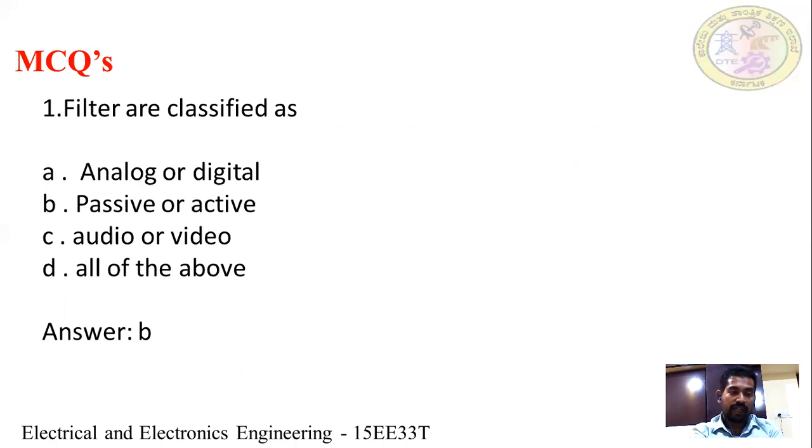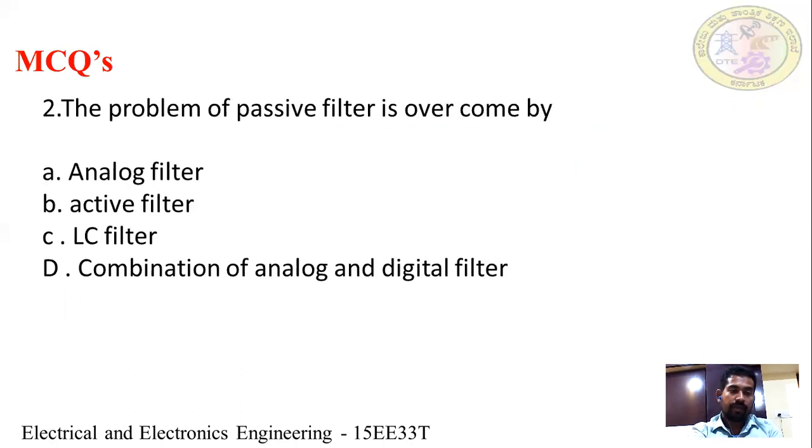Let me move on to the second question. The problem of the passive filter is overcome by using: option A, analog filter; option B, active filter; option C, LC filter; option D, combination of analog and digital filter. Let me check the answer. It is option B, active filter.